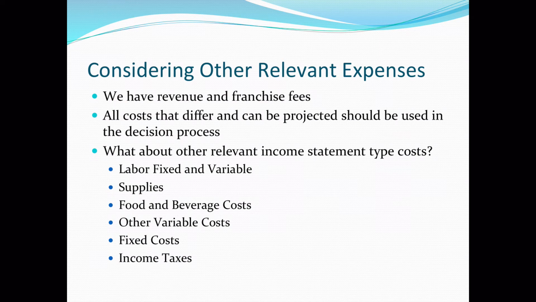And those are labor, fixed and variable, as you've seen in other classes, supplies, food and beverage costs, other variable costs, fixed costs, income taxes. So these are some, not all, of the relevant costs, but if we were to do a consolidated projection, we'd want to include at least labor and food costs and fixed costs and taxes in evaluating our franchises.